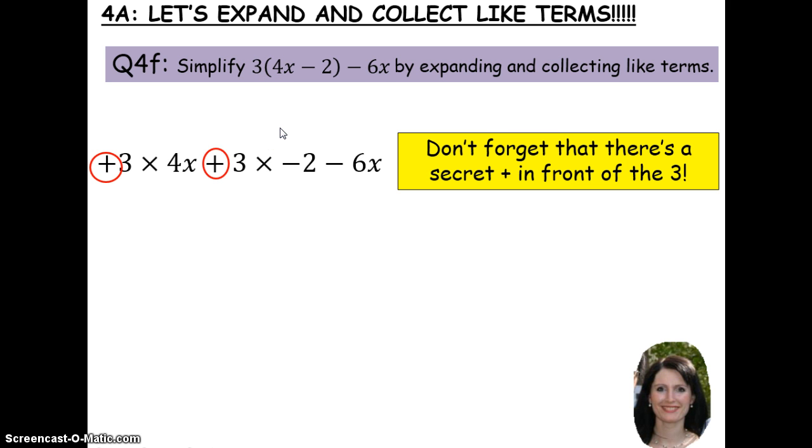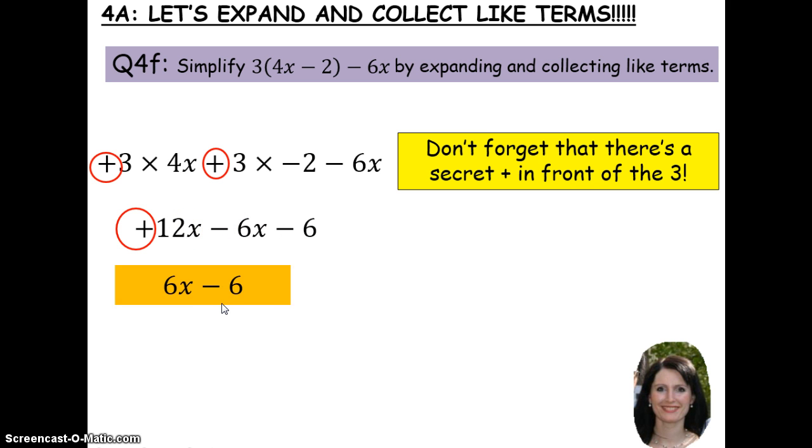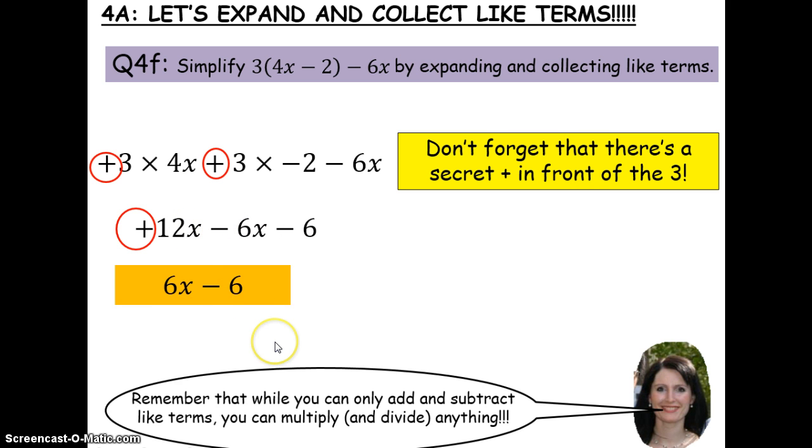Here are my signs that I've put in there to make sure that I don't stuff things up. I end up with there 12x minus 6x minus 6. Note that I've put the x's together. So here, positive 3 times negative 2 is negative 6, and then I had the negative 6x at the end. I've swapped those around so that I can see how to subtract there more easily. I get 6x minus 6.